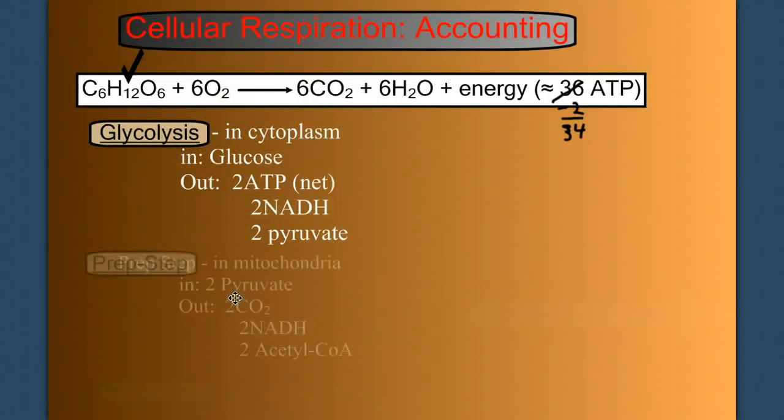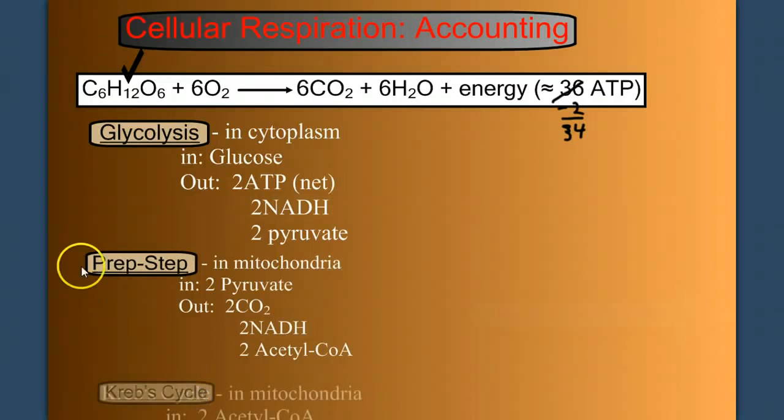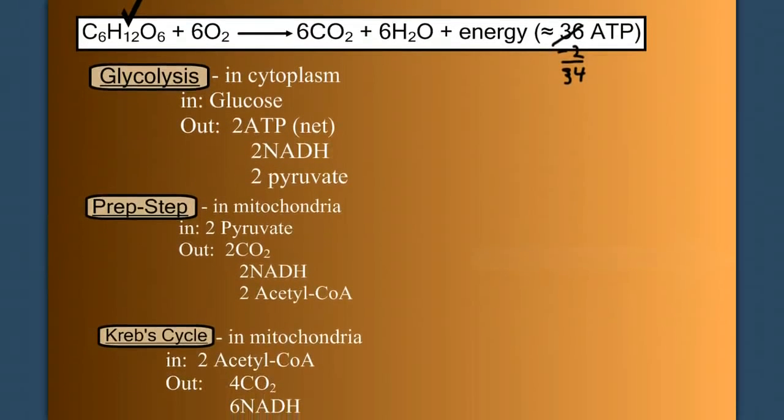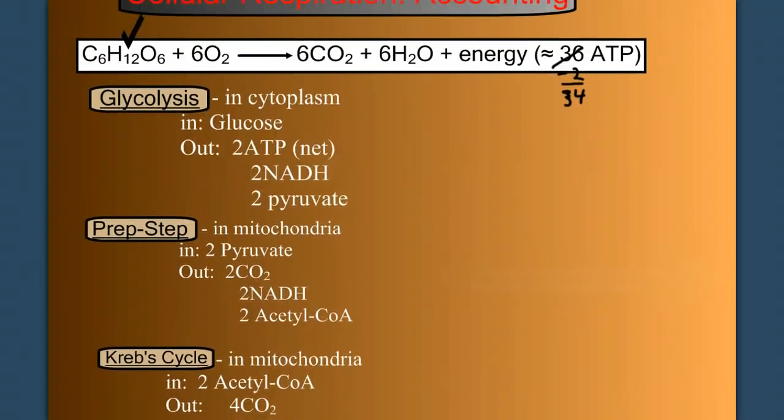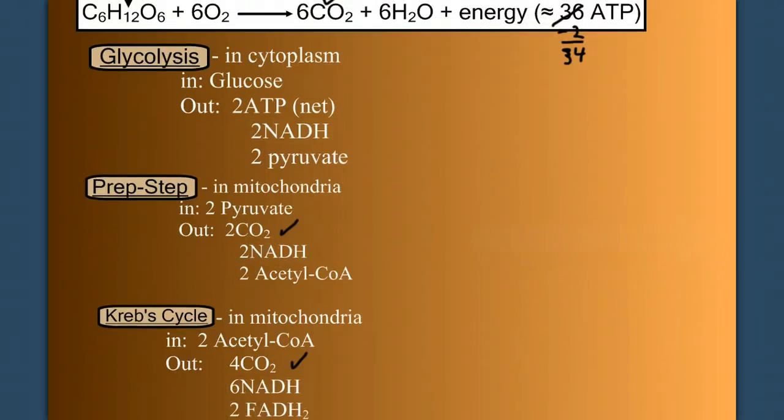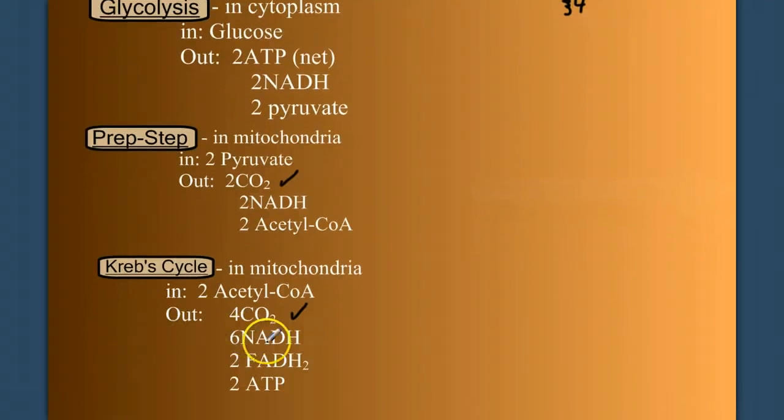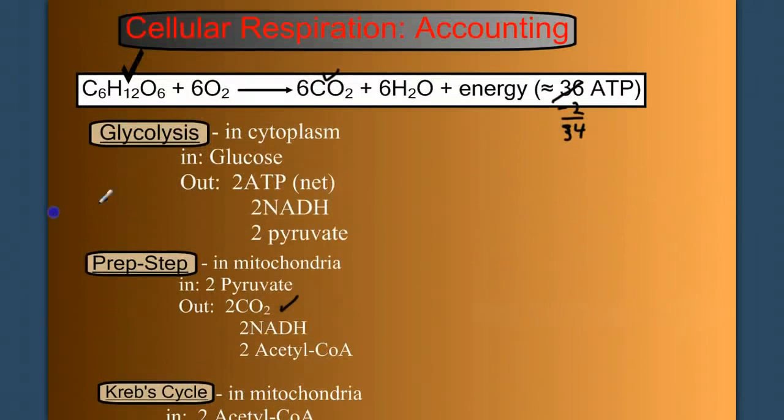And for our accounting, here we add the prep step and the Krebs cycle to this page, and let's see where we're at now. Have we used oxygen yet? Have we used oxygen? No. Have we made 6 carbon dioxides? Yes, we made 2 in the prep step and 4 in the Krebs cycle. Have we made any water? No. How about energy? Well, in the Krebs cycle we make 2 ATP, so that's 2 more we can subtract from our total, so we still have about 32 ATP to make.